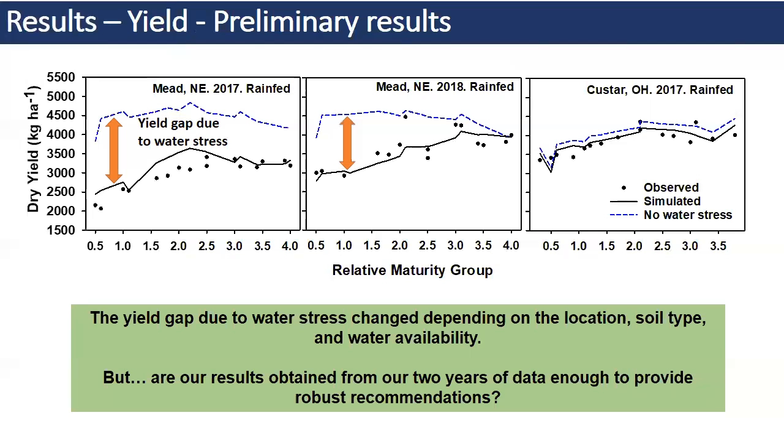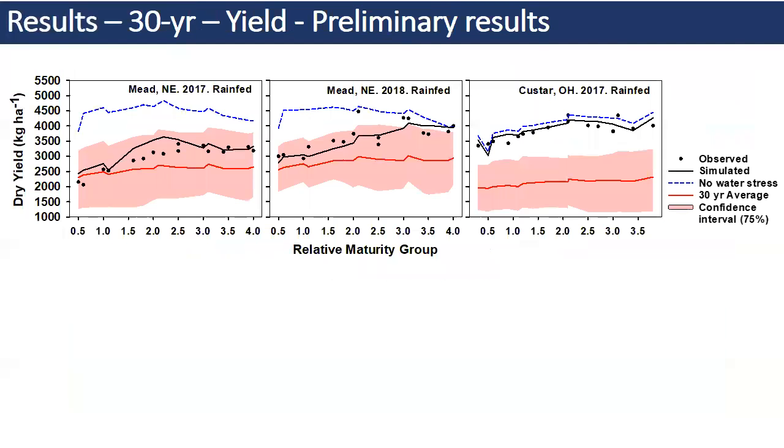But are our results obtained from 2 years of experiment enough to provide a robust recommendation? So to address this question, additionally to the graphs that I showed before, we simulated exactly the same experiments with the same management, but we repeated it for 30 years. So we calculated the average across 30 years, which is the red line, and also the 75% confidence interval for those 30 years, showing the yield variability. We can see that there is a lot of yield variability there.